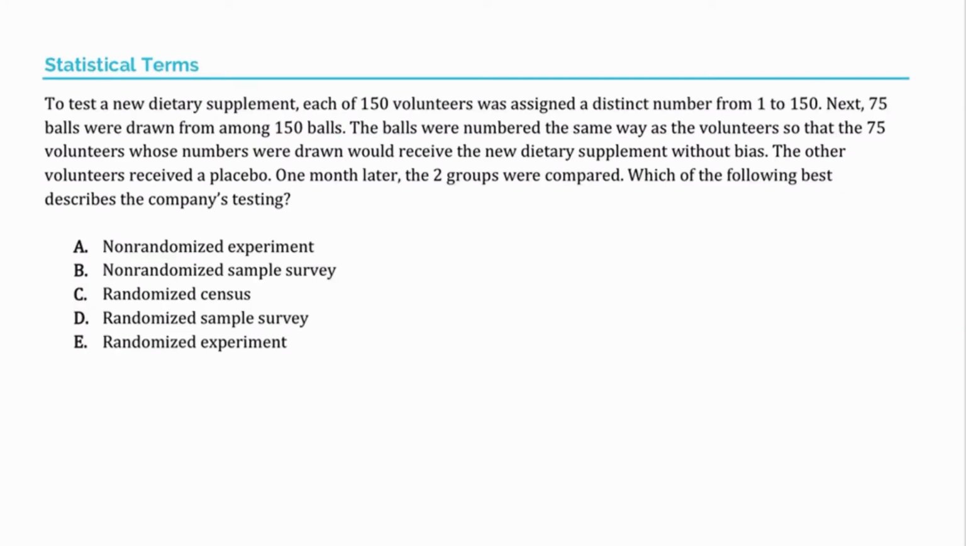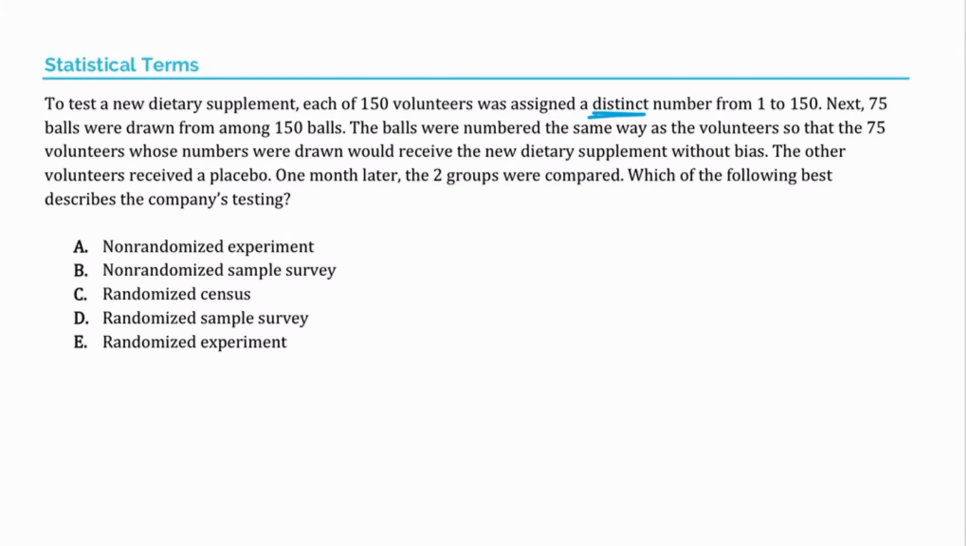Now, we also see that statistical terms come up on the ACT and SAT again in those kind of rare and random, later, harder questions. So we're going to go through 6 examples together of statistical terms type questions. So for our first one, it says to test a new dietary supplement, each of 150 volunteers was assigned a distinct number from 1 to 150. So we have 150 people, each one gets a distinct number, so each one gets a different number.